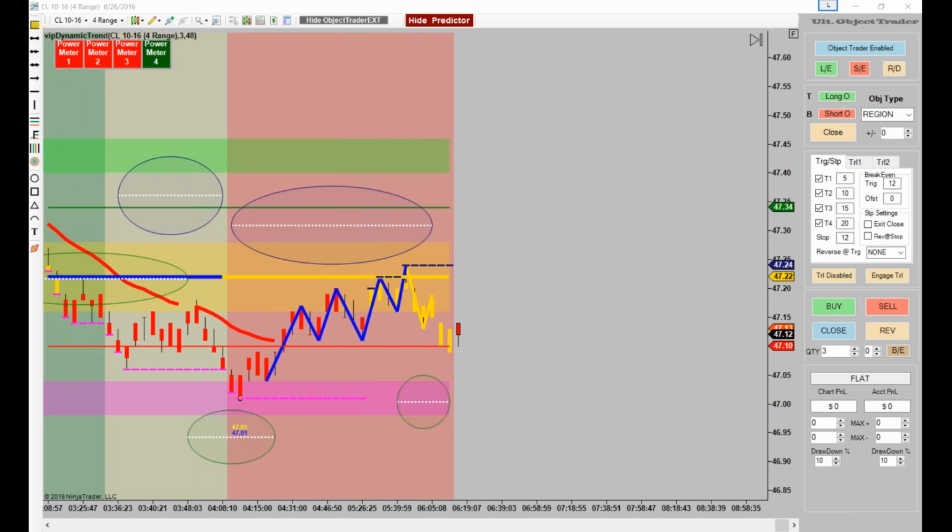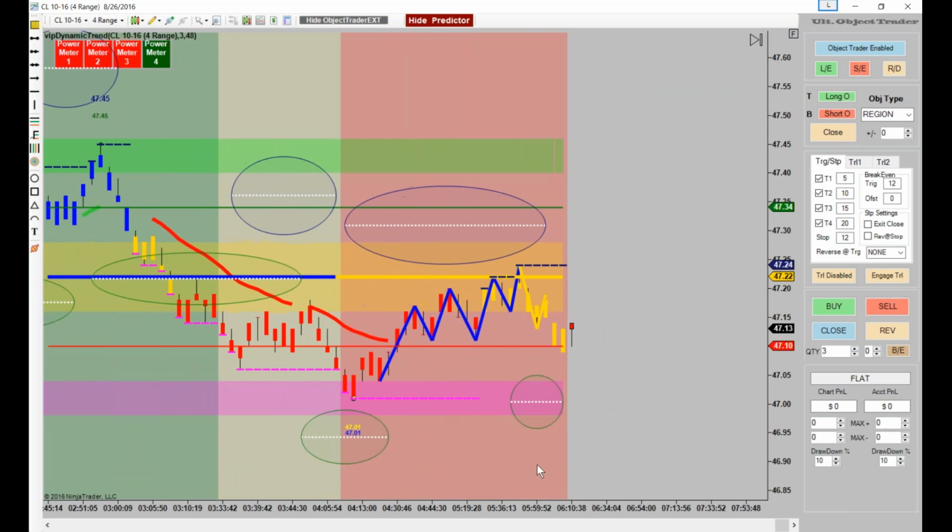I'll kick it to about 6 times normal speed because I want everybody to see what you should be able to see in real time as you're trading, because they always go back to the left. Always.